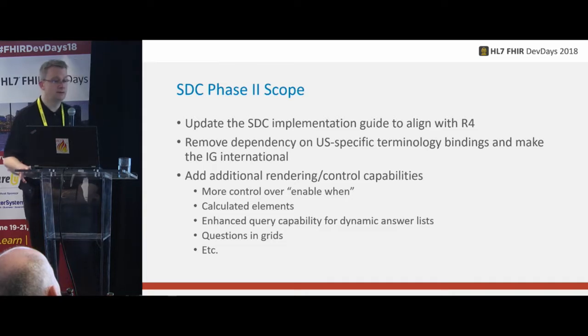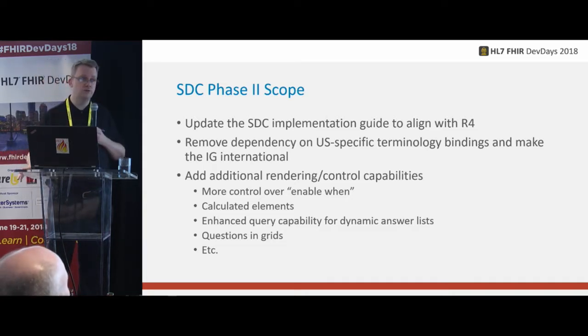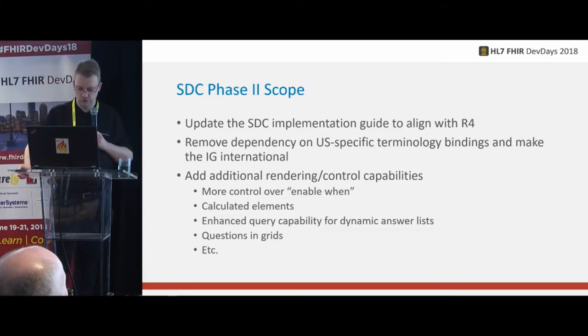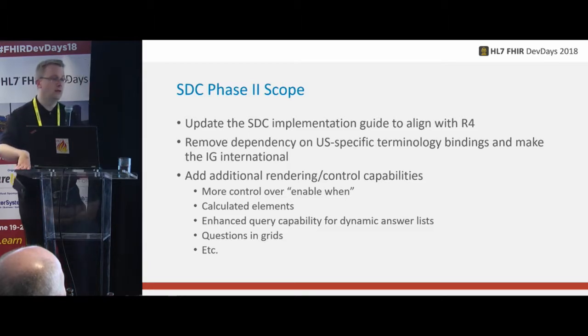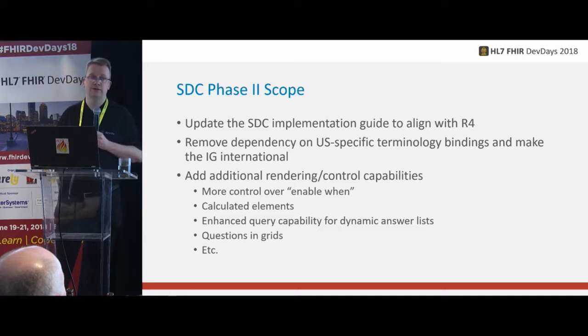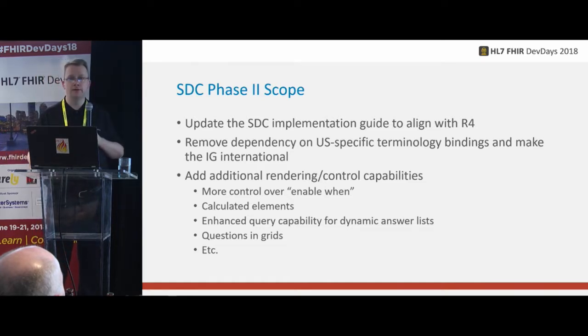First part of the scope is updating SDC to align with R4, because Questionnaire has changed a reasonable amount, ValueSet has changed a reasonable amount, and we want implementers who are moving towards newer versions of FHIR to still be able to have guidance around how to do SDC type things with Questionnaire. Second, we decided we're not going to have this as a US specific implementation guide any longer. There wasn't a real reason to do that.